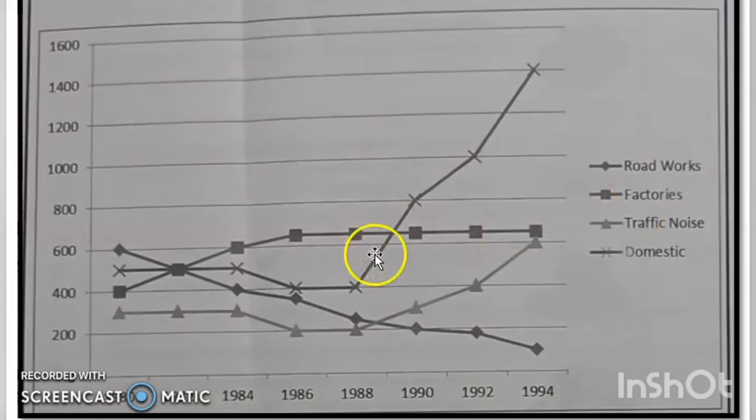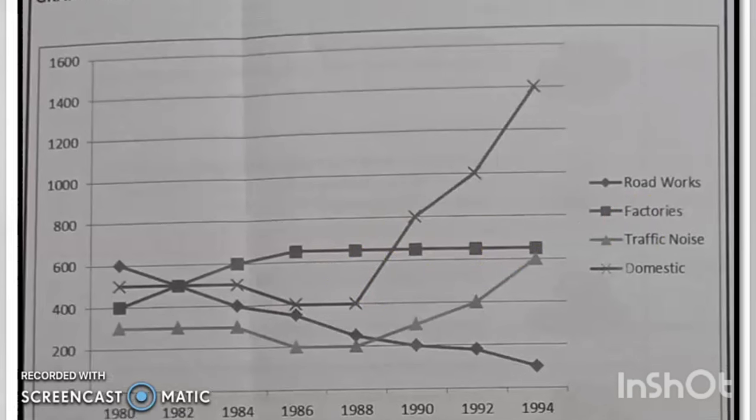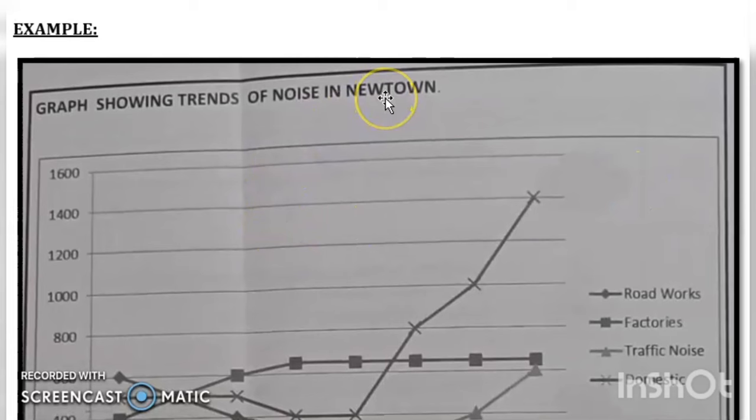So students, once again, you need to be able to make common sense decisions, and when you are interpreting a graph, this all needs to come into play. So this is an area that's in town. If you are from Suva, you live in Newtown, so you can obviously understand what I'm talking about.